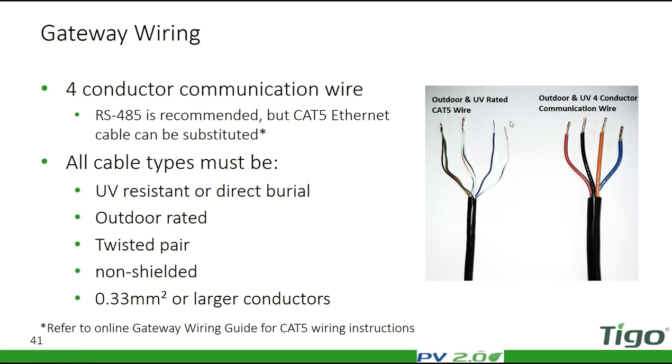These cables need to be UV resistant or suitable for burial. That depends, of course, on your application. Outdoor rated, twisted pair is better for communication. Non-shielded simply because of the diameter. You need it to fit inside the cable gland of the gateway. Shielded cables tend to be a bit too thick. And as far as the conductors, that's our recommendation to keep the voltage high enough to have the gateways powered and working properly.